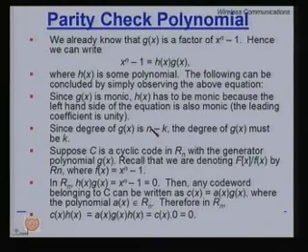Just like we had a parity check matrix in linear block codes, we also have a parity check polynomial. What is the philosophy? G of x is a factor of x raised to n minus 1, which means that x raised to n minus 1 can be represented as h of x times g of x. So, h of x is the polynomial which we will denote as the parity check polynomial. Since the degree of g of x is n minus k, the degree of h of x must be k.